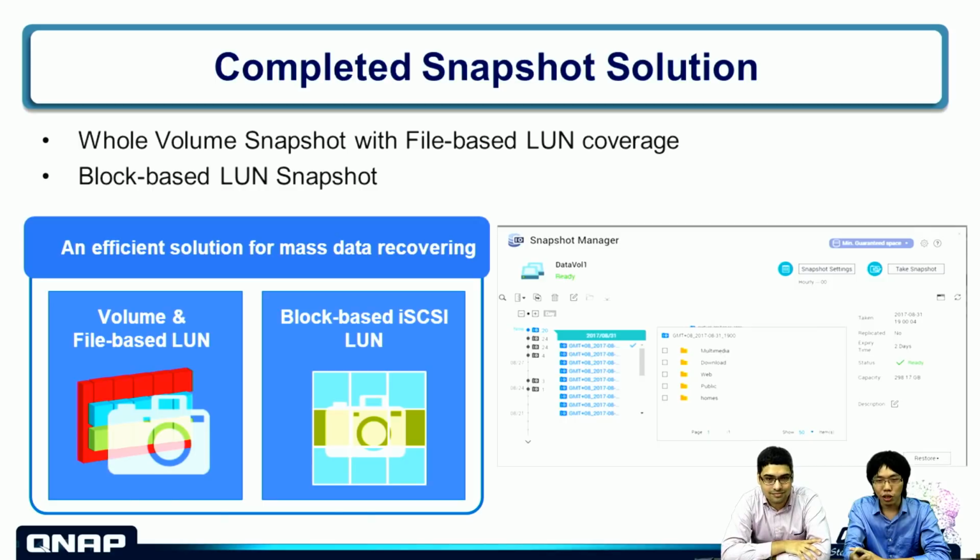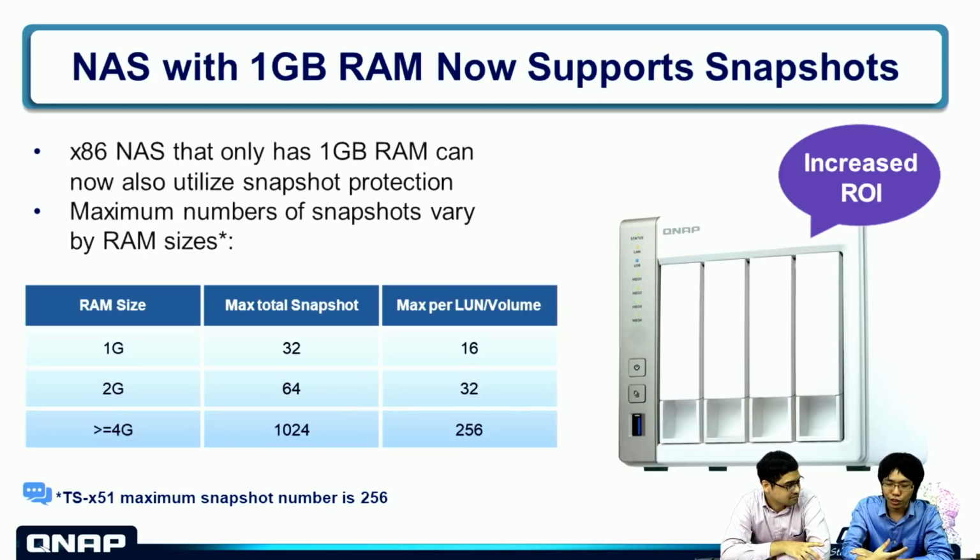Very good. Okay. Another major improvement we have made recently is that, as you might have heard, we have provided the snapshot feature on ARM-based models, because we have reduced the memory requirement for using snapshot. Not only on ARM model NAS, right now on Intel or AMD-based NAS, we also support reduced RAM requirements to utilize snapshot. As you can see from the slide, right now even a NAS with only 1 gigabyte of RAM can utilize snapshot. Yes, and of course the maximum number of snapshots that can be stored in a NAS still depends on how much memory it has. So for example, if this 15 watt NAS has 1 gigabyte of RAM, the maximum snapshots per volume or LUN will be 16. And if the RAM size goes to 2 gigabytes, the maximum snapshot number per LUN and volume will go to 32.